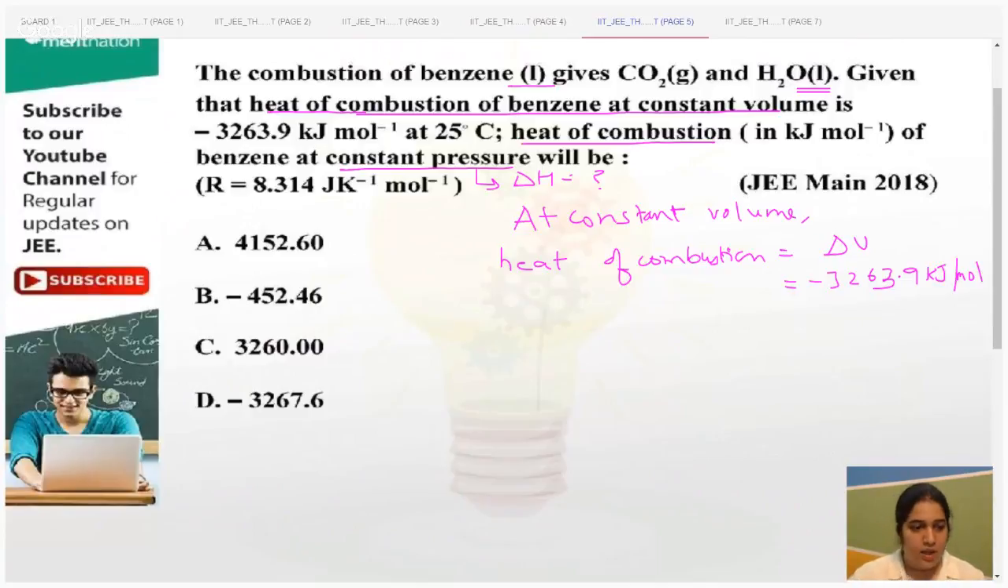Now it's saying which reaction is considered here: the combustion of benzene. All right. So for combustion of benzene, we need to write down the chemical equation and balance it out. So remember, one reaction I'm going to tell you, one second.